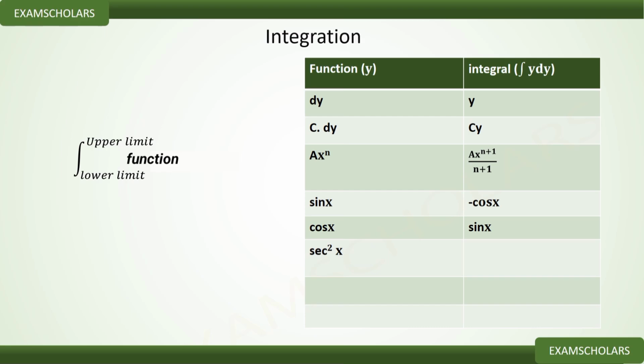Let's go back to differentiation. When you differentiate tan x, we get sec squared x. So when you integrate sec squared x, what are you going to get? Tan x. Let's look at this, 1 over x.